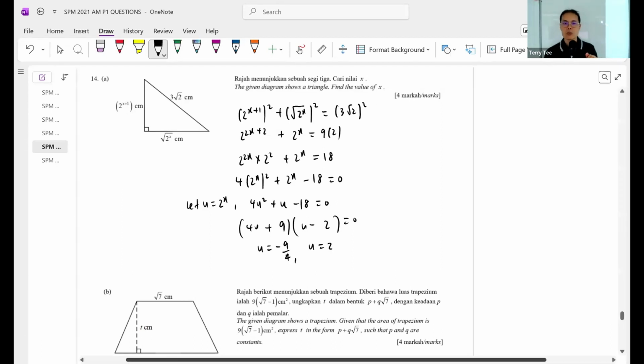But u cannot be negative. Why? You try to take 2 power x. Can it be negative 9 over 4? Cannot. 2 power anything is always greater than 0. So your 2 power x has to be 2. 2 means 2 power 1. By comparison, x is 1.